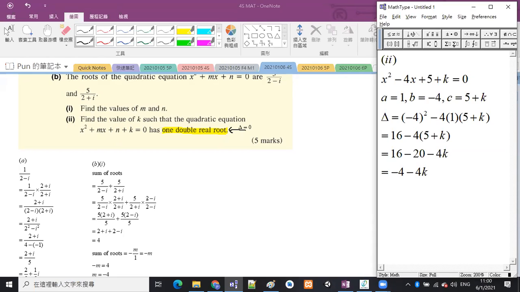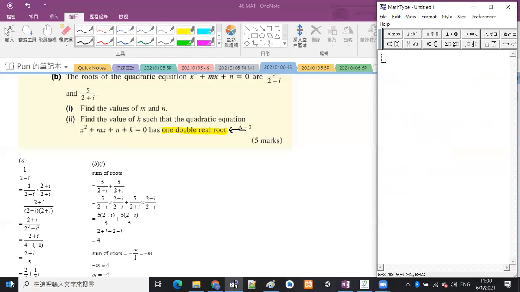But from the question, we know that there is only one double real root, which means that delta should be equal to 0. So negative 4 minus 4k should be equal to 0. Then negative 4k is equal to 4, and k is negative 1. That is the answer. Find the value of k, right?